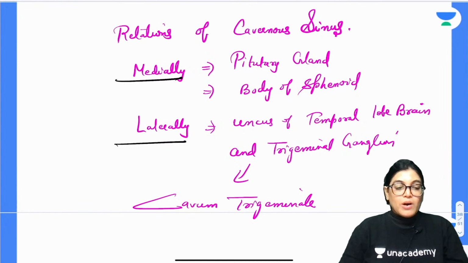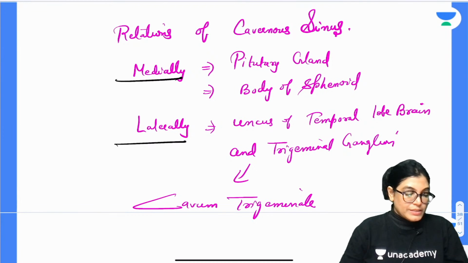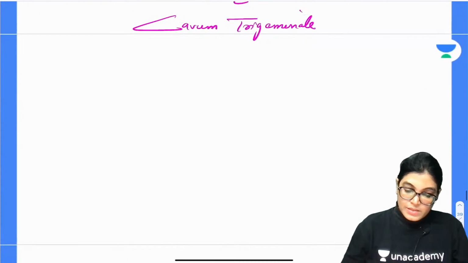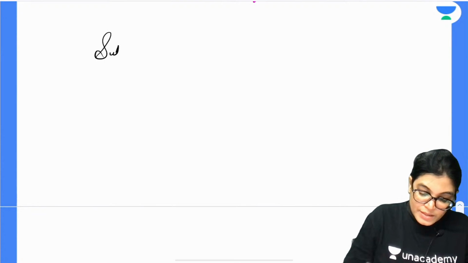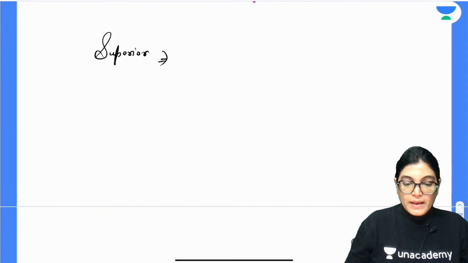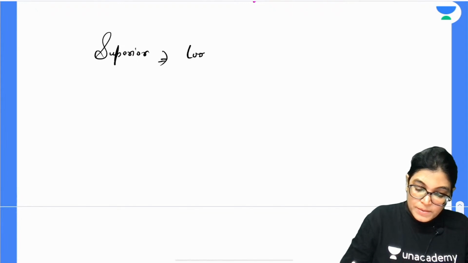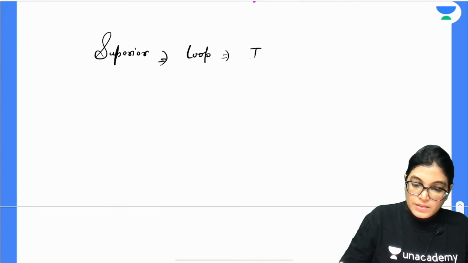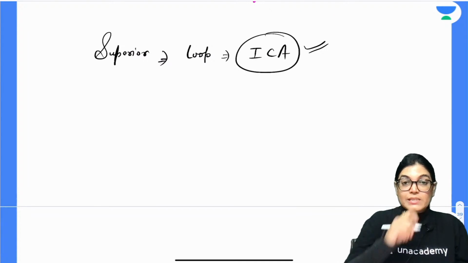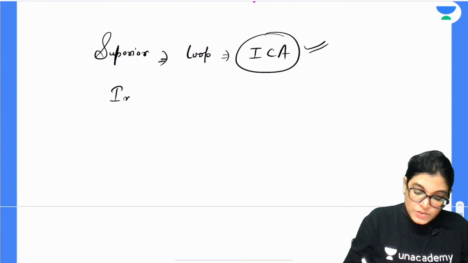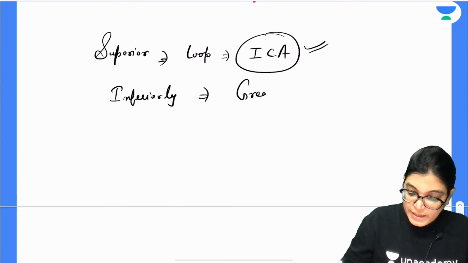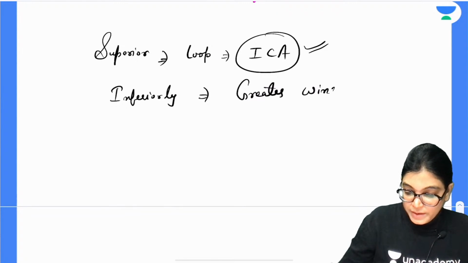Now let us talk about its superior and inferior relations. Superiorly, cavernous sinus is related to the upper loop of internal carotid artery, which forms a carotid siphon. Inferiorly, as we have seen in the diagram, it is related to the greater wing of sphenoid.